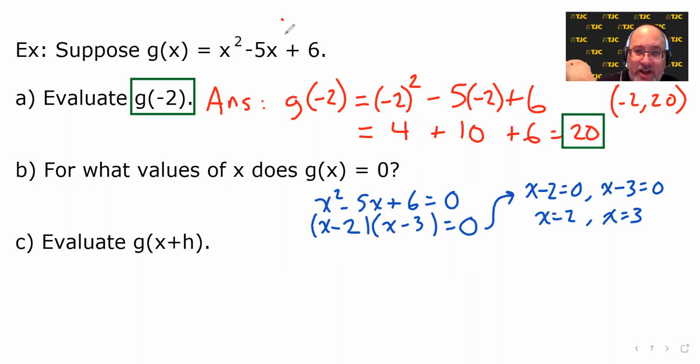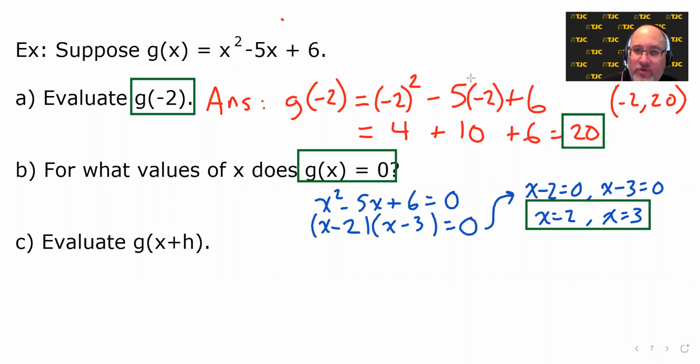Now, as a question asking you to do something, it's over, because the question is, for what values of x does something happen? Well, when we said g of x is equal to 0, that gave us x equals 2 and x equals 3. Could we write these as ordered pairs? We could. But it wouldn't be 2, 3. It would be 2, 0 and 3, 0. We found the x's that created an output of 0.